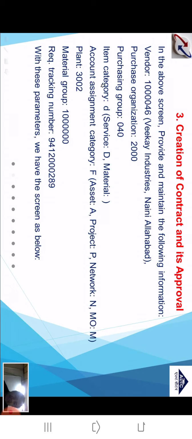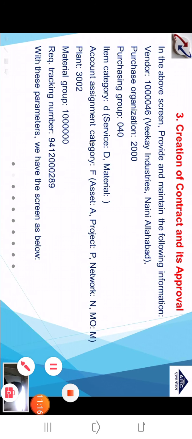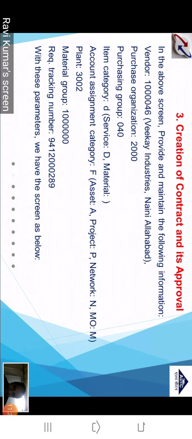Now come to item category. Since we are actually availing services, it is going to be D. In case of services, it will be D. And in case of material, till now we are using only two types, service or material. In case of material, it will remain blank. If this pertains to material, then it will be blank. But since we are speaking about services, it is going to be D.